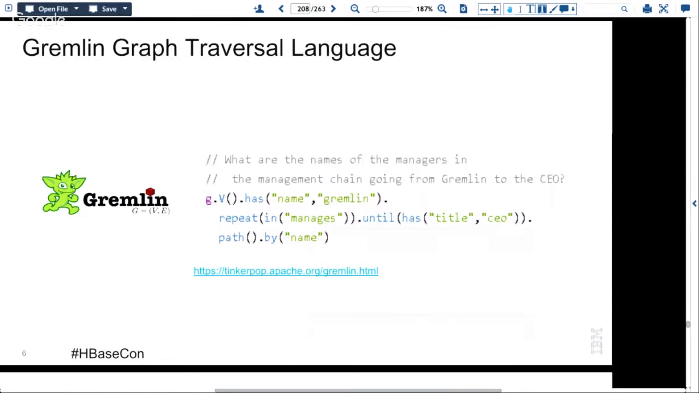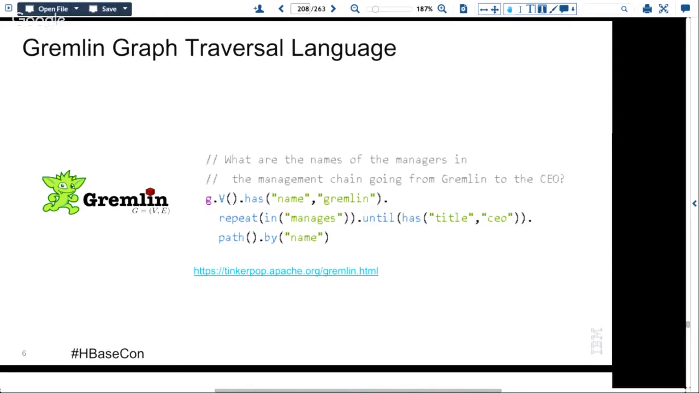Very briefly, one of the key parts of the infrastructure is the Gremlin graph traversal language. This is a domain-specific language for graphs. It gives you the ability to essentially write your queries in an agnostic way. We like to think of it as the SQL for graphs, even though there are probably many vendors who think that they have a SQL for graphs.